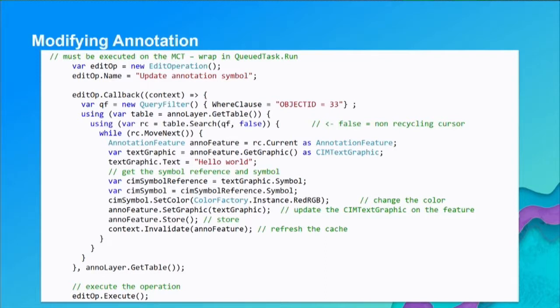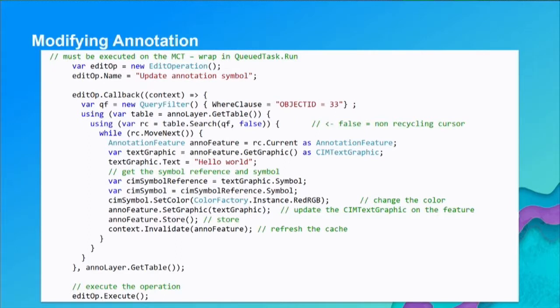So first thing you do is you set up your edit operation. Set up the name, and you do the callback. And within the definition of that callback, you set up your query filter to define the object or objects that you're interested in finding. You use the get table method of the layer, and then you do a search on the table. And that second attribute of the search, you pass in false, meaning I'm interested in a non-recyclable cursor.